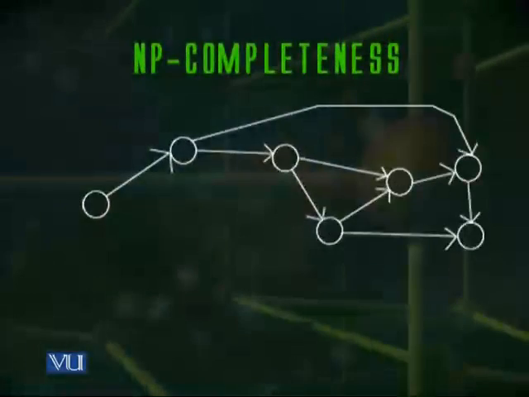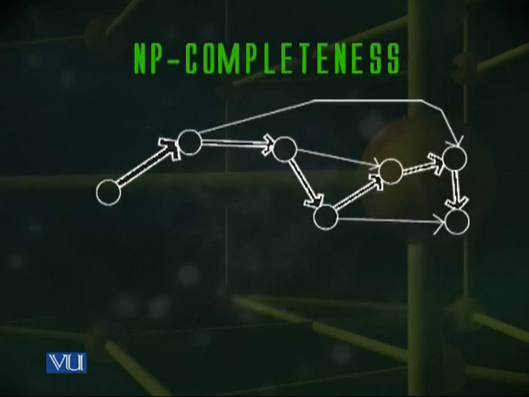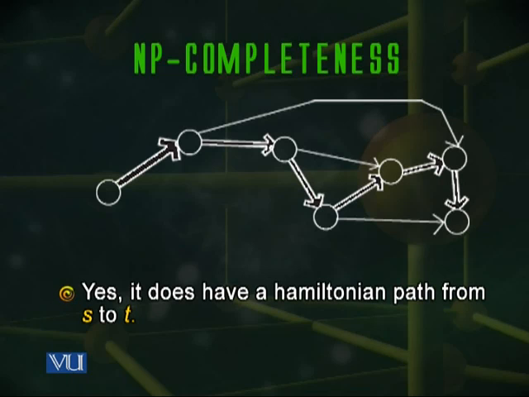So let us now look at the graph that is shown to you on the screen. Does this graph have a Hamiltonian path from S to T? Look at this graph once again and see if you can find a Hamiltonian path from the vertex S, which is marked in this graph, to the vertex T. Well, this graph does have a Hamiltonian path from the vertex S to T, and in order to show you this path, we have drawn the edges of this path with bold arrows.